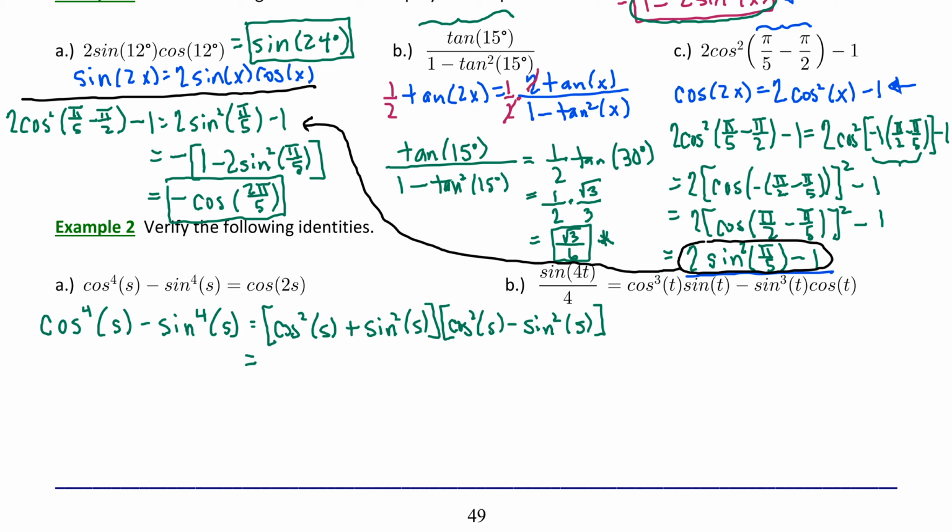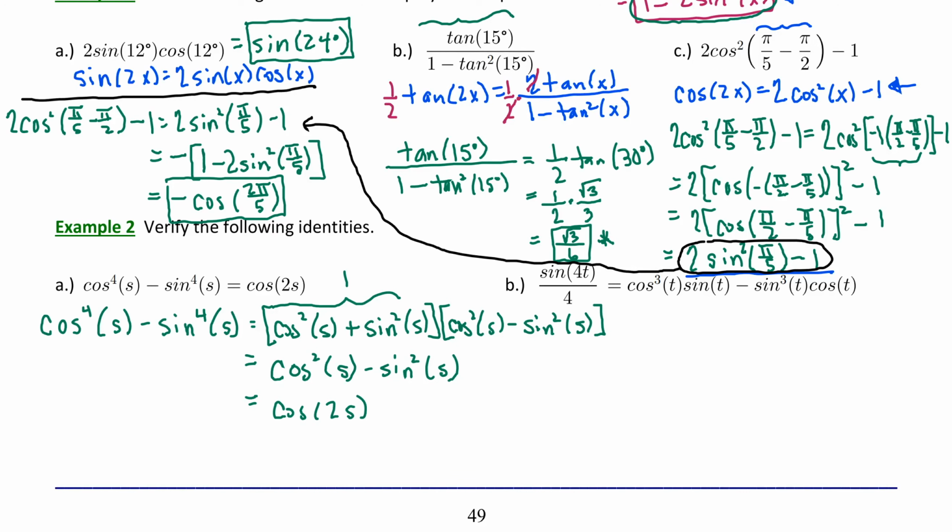And the only thing that's going to be left, I'm going to make a note that's 1, is the other factor, cosine squared of s minus sine squared of s. And that we've already recognized previously in this lesson is equivalent to cosine of 2s. So that one was a very easy identity to verify.